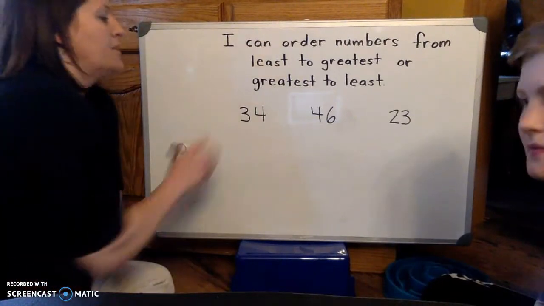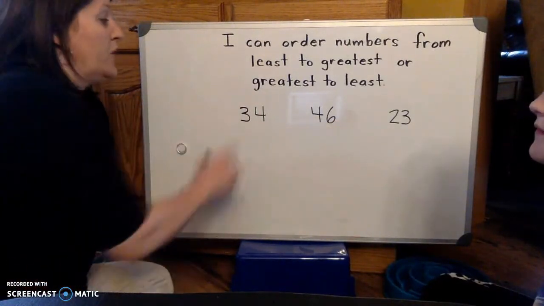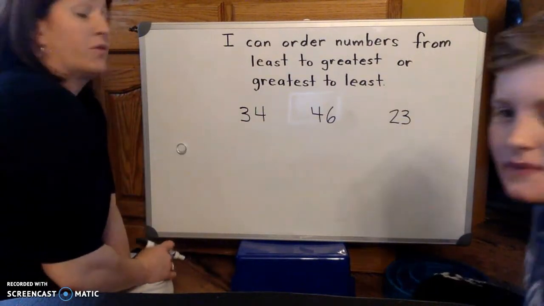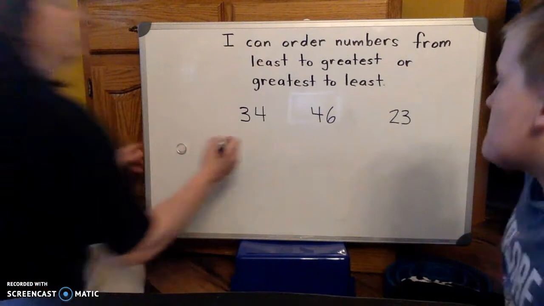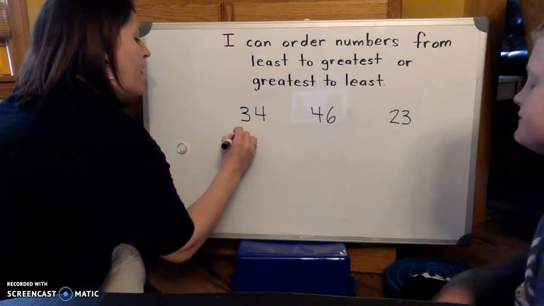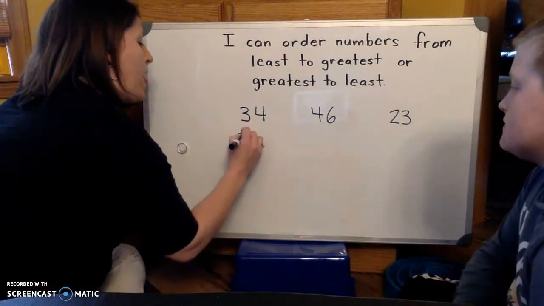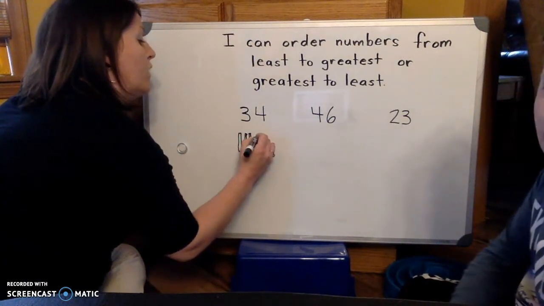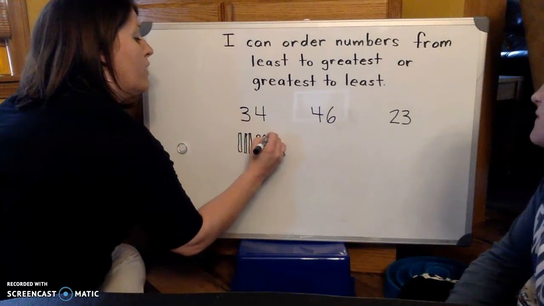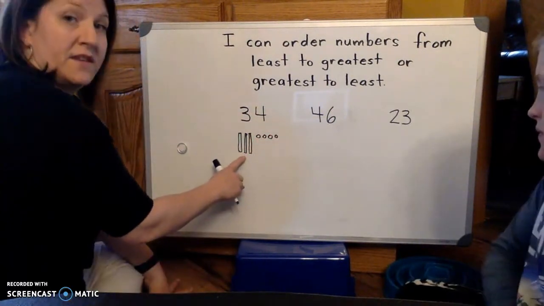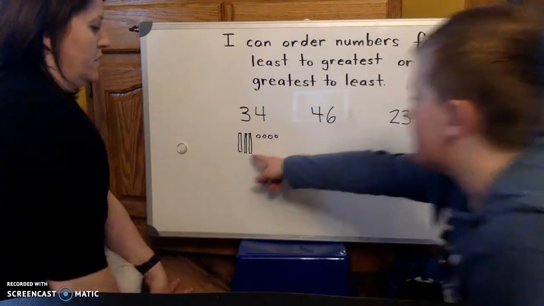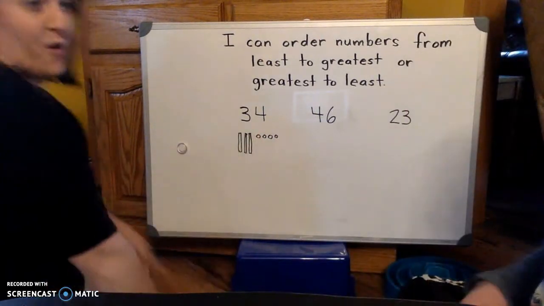So as we look at these numbers as a review, we know that 34, if we were to build it, has 3 tens and 4 ones. So it would look like this. And you can do this in your own math journal and draw with us. So here's my 3 tens and my 4 ones.